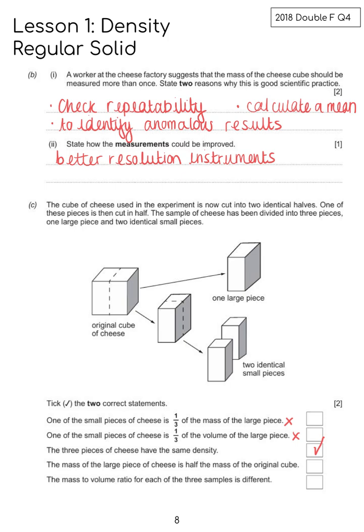The next one, the mass of the large piece of cheese is half the mass of the original cube. That is correct. The large piece of cheese is half the mass because we cut it in half. And the last one says the mass to volume ratio for each of the 3 samples is different. The mass to volume ratio is a different word for saying density. And we said earlier they have the same density because they're the same material. So this one is not true.